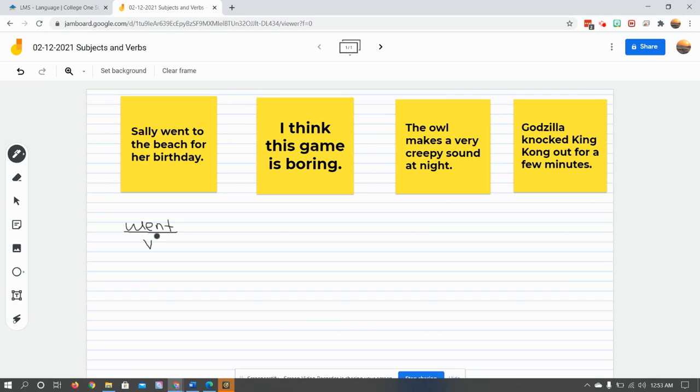Now, the subject of the sentence is who the sentence is talking about. Also, the subject of a sentence is who is the actor, who is going to the beach, who. So in this case, it's going to be Sally. So Sally is going to be my subject. So I'm going to write Sally and I'm going to write S for subject. Now I'm going to do the other sentence.